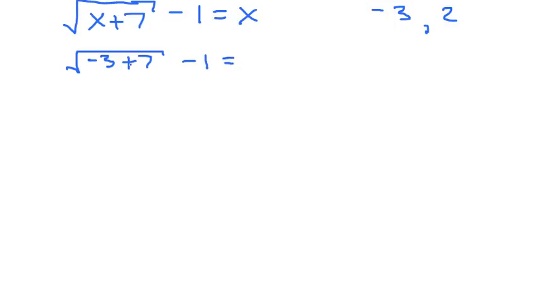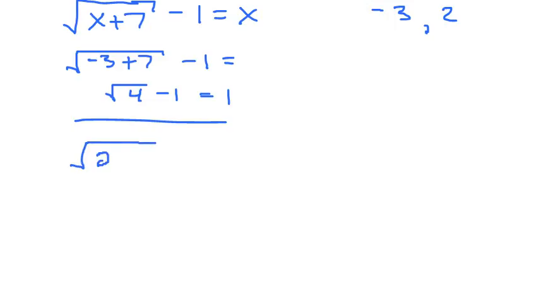Okay, so we got negative 3 plus 7 is 4. And that's going to be 2, and 2 minus 1 is 1. But this should have been all equal to negative 3. It should have been equal to negative 3, but it's not. Alright, and we'll give that a name, and I'll talk about that here in just a second. What do we call that? Negative 3.